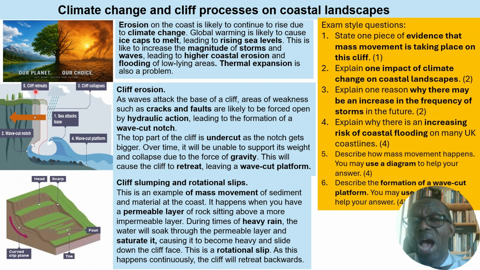So you may actually be asked to talk about how cliff erosion takes place, or how a wave-cut platform is formed. So that's one of the cliff processes that we need to know about. Now, the other cliff process is cliff slumping and rotational slips. Now, this happens where we have a variety of geology in an area.